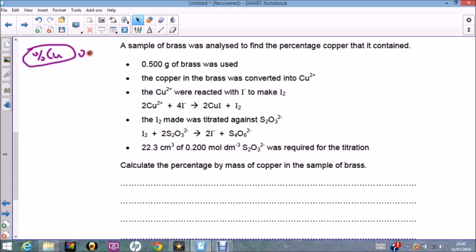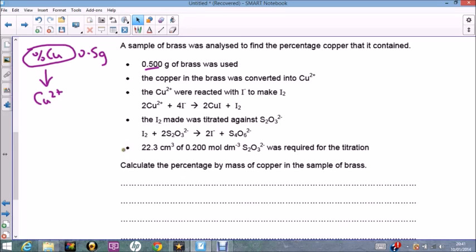The mass of this sample is 0.5 grams. It says it there. I'm going to dissolve this or react it in some way to convert the copper that's in there into copper 2 plus. That's here, and I'm going to react it with iodide ions to make iodine. I'm then going to react this iodine with thiosulfate because this reaction gives me a colour change that I can see.